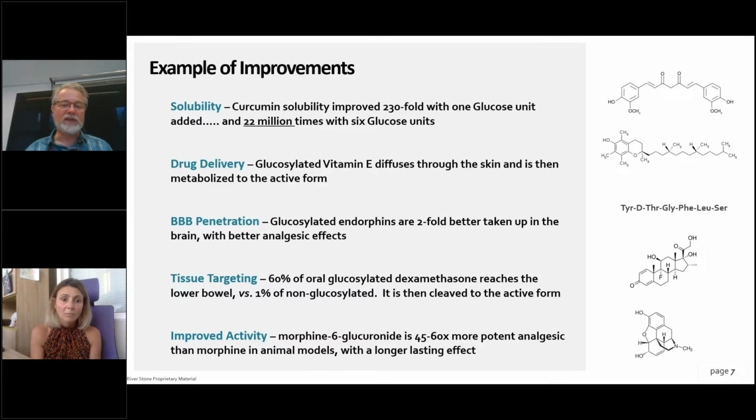Finally, it's interesting that morphine itself is actually not the most active form of this alkaloid once inside the human body. It's rather the morphine glucuronide made by enzymes from ourselves that is active. It's 45 to 60 times more potent analgesic than morphine itself, and with a longer lasting effect. And at least some authors think that really that's the form that does something in terms of pain management.